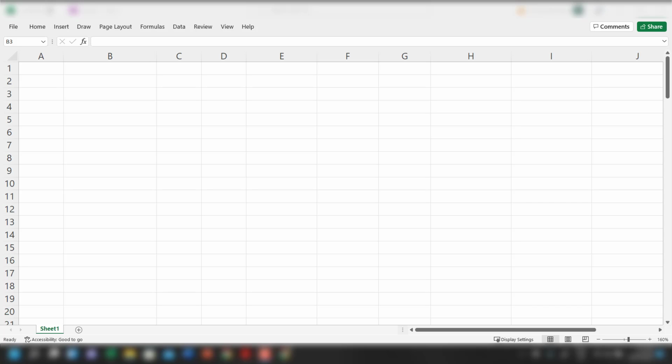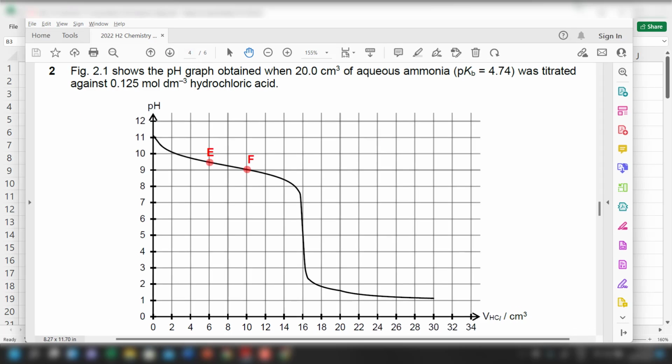Hello everyone, I'm going to show you how we can use Excel to plot out a titration curve. I've done that a few months ago for the consolidation test which I've set for the students.